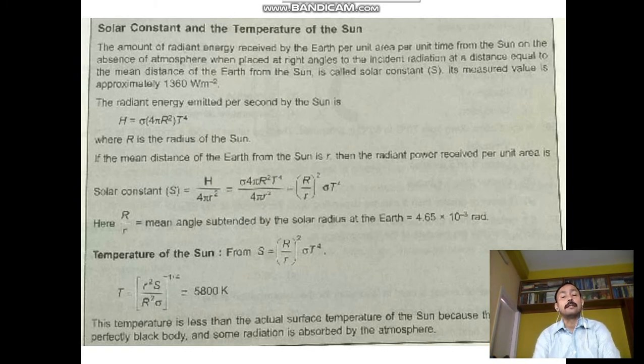Solar constant and the temperature of the sun. The amount of radiant energy received from the sun per unit area per unit time, in the absence of atmosphere, when placed at right angles to the incident radiation at a distance equal to the mean distance of the earth from the sun, is called the solar constant, and it is represented by S. The measured value is approximately 1360 watt per meter square.